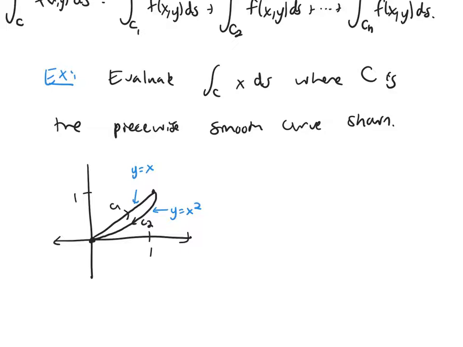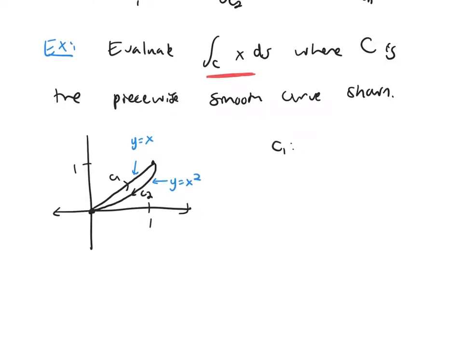So if I want to compute this line integral over C, I need to break it up into the line integral over C1 and the line integral over C2. So let's start with C1. How can I describe C1? Well, you need to use parametric equations. If I use x equals t, I know t goes from 0 to 1. And the equation is y equals x, so y would also be equal to t here.